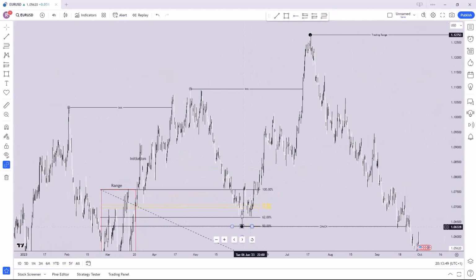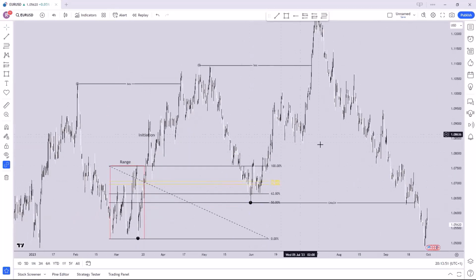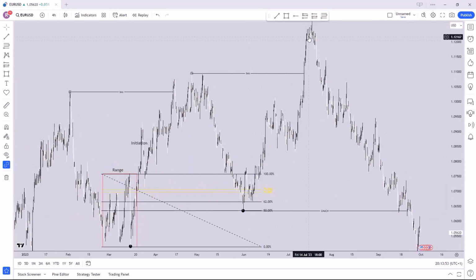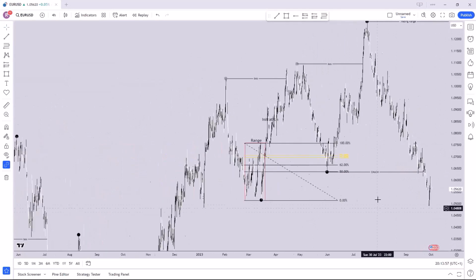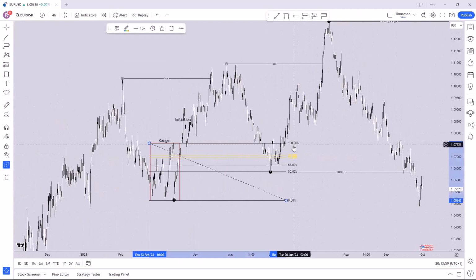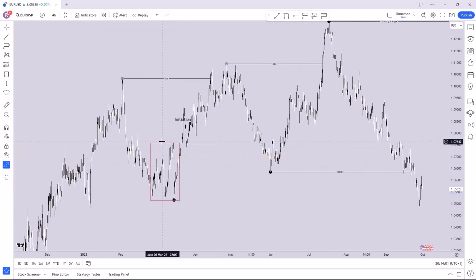So after that mitigation phase, we get the continuation phase where we can start to look for those longs to the upside. And this is exactly how I analyze my charts day in and day out, and I look for these high probable movements.